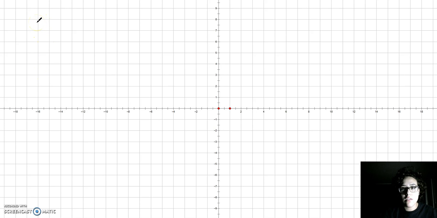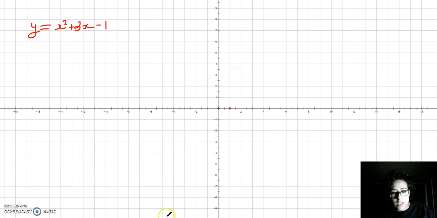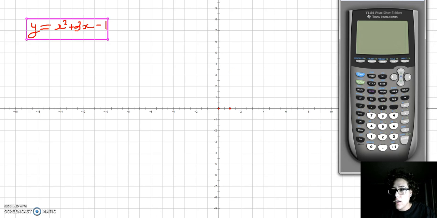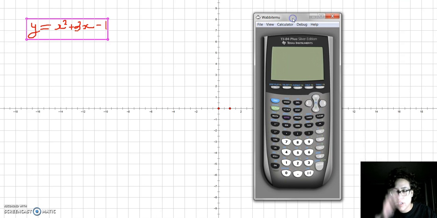The first function that we're going to find the integral of is y equals x squared plus 3x minus 1. In order to do this, we need to get our graphing calculators out. So the first thing that you want to do is, of course, to turn on your graphing calculator.